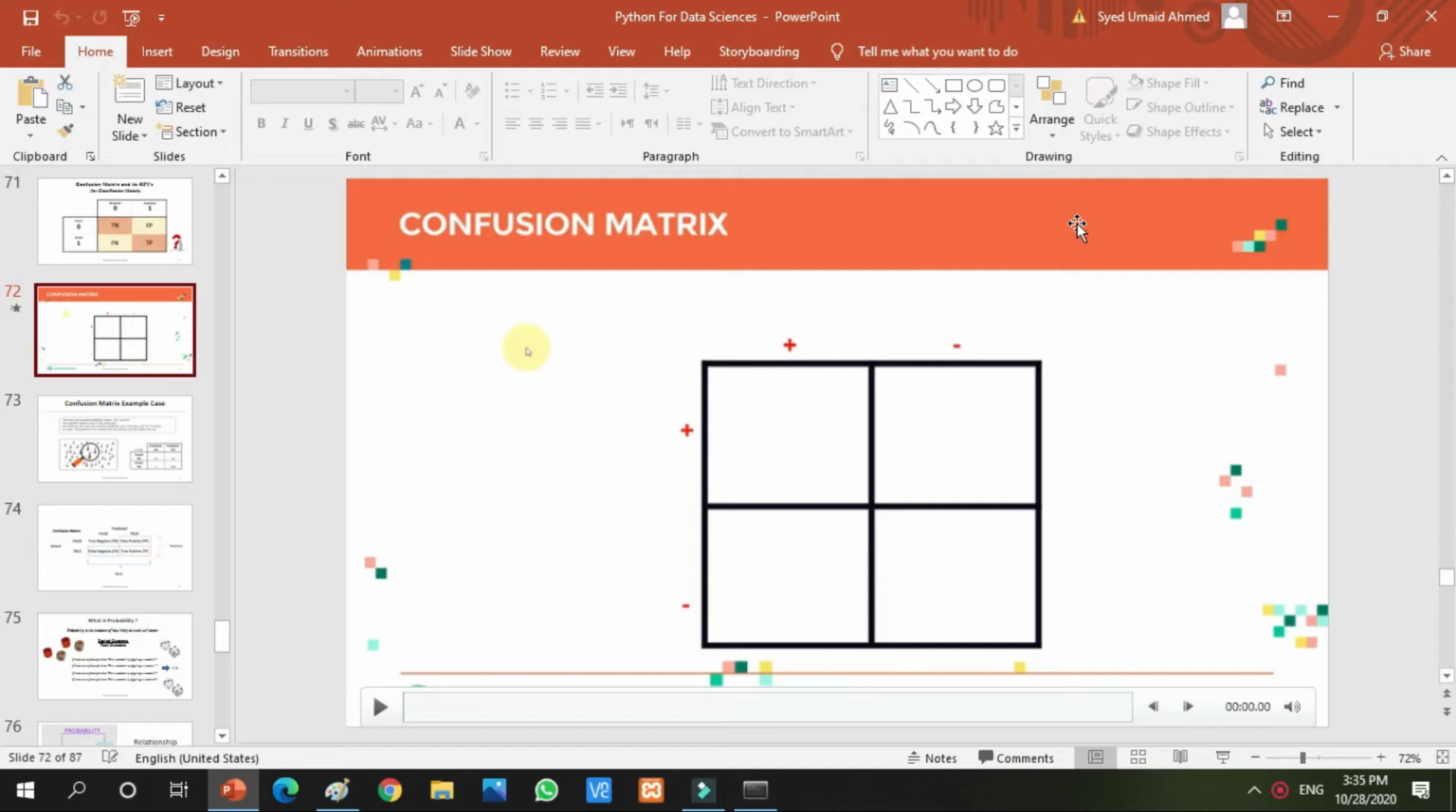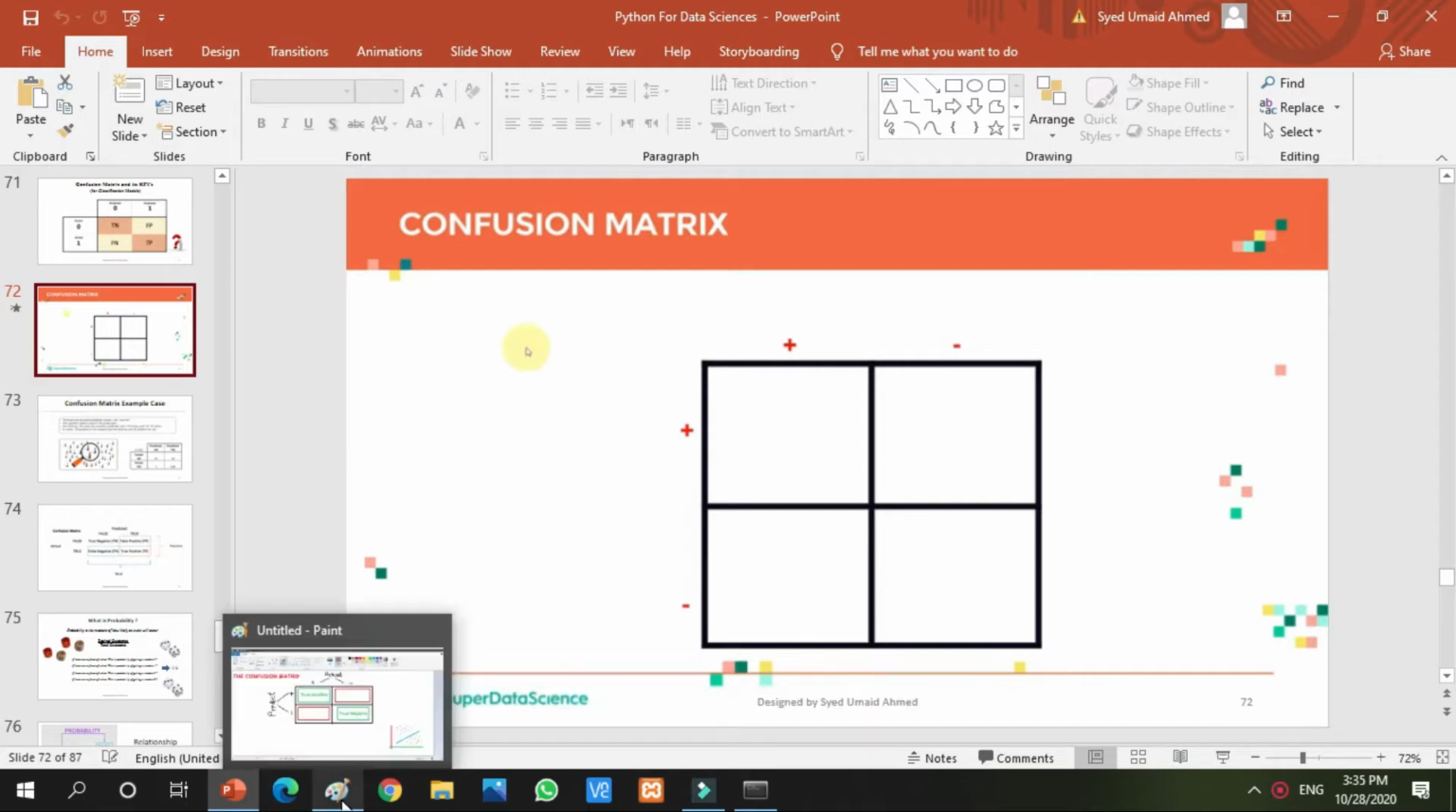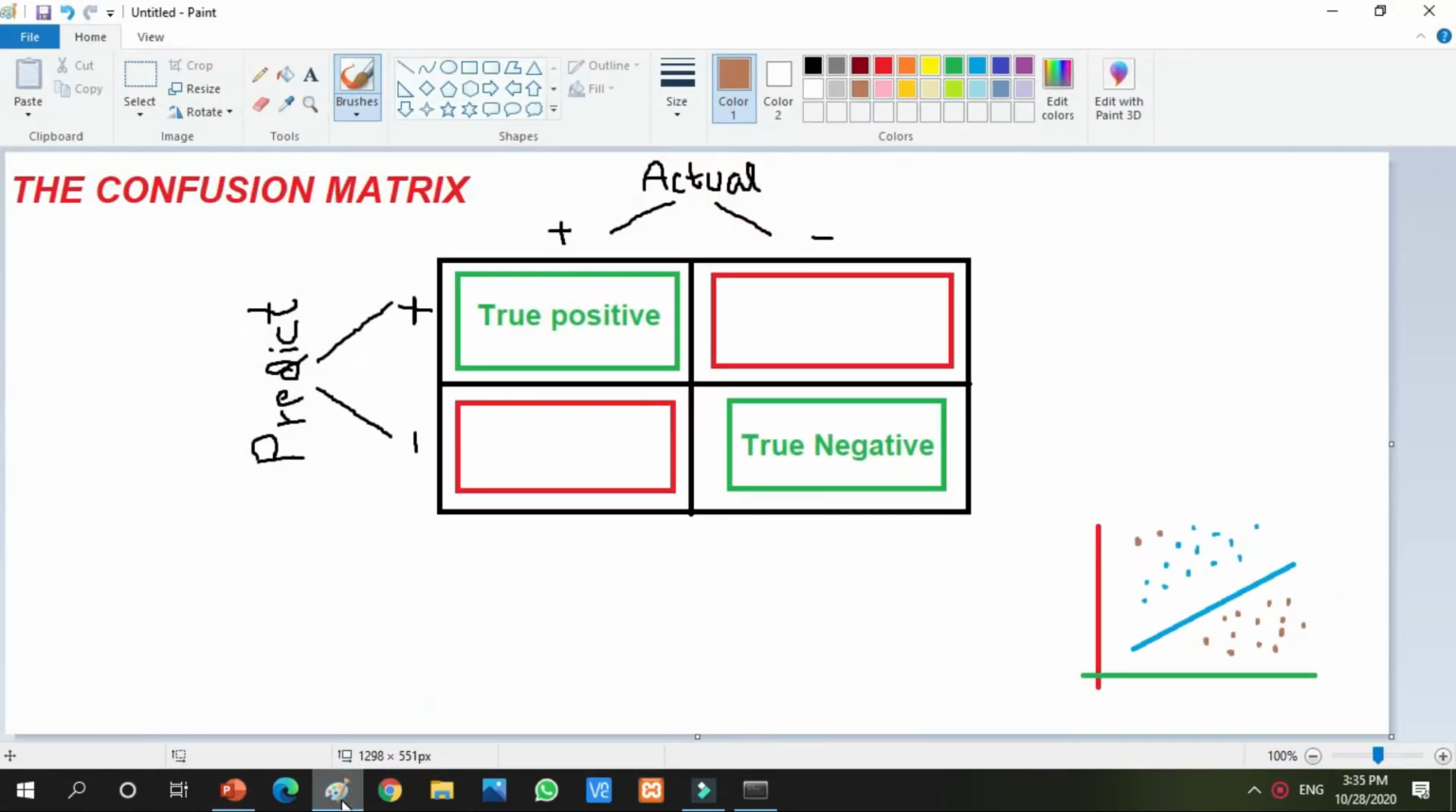So basically, confusion matrix is actually confusing, but we will try to explain it in the very easiest manner. So let us start. Let me open my visual demonstration in the paint diagram, and then we can start. Today, the topic of our discussion is confusion matrix. Let us see this graph.